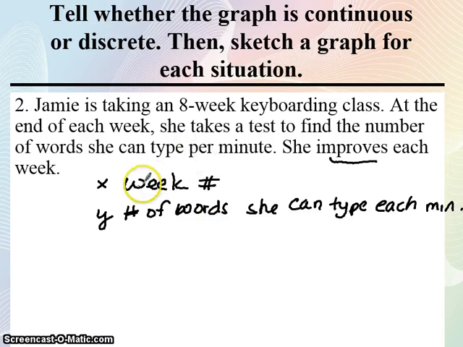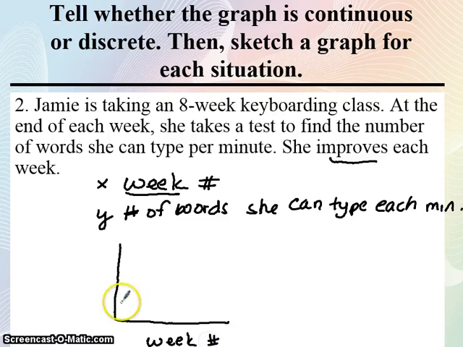Now, even though week is a measure of time, in this case, Jamie is not being measured during the entire week at every moment. So this is only going to occur in distinct points because she's only getting tested once a week. So we're going to have distinct points, 8 of them because she's going to be tested each week.